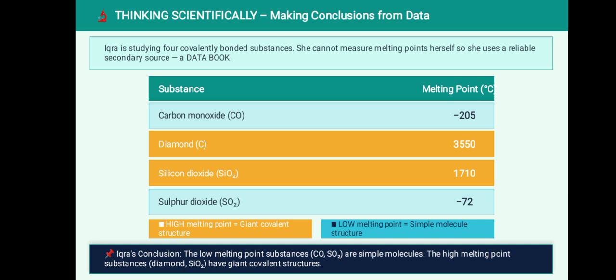And the substances with high melting points, like diamond and silicon dioxide, have giant covalent structures, so they need a huge amount of energy to break all the covalent bonds. This is exactly how scientists think. Observe the data, use scientific knowledge, draw a logical conclusion, and you are able to find out the exact answer.